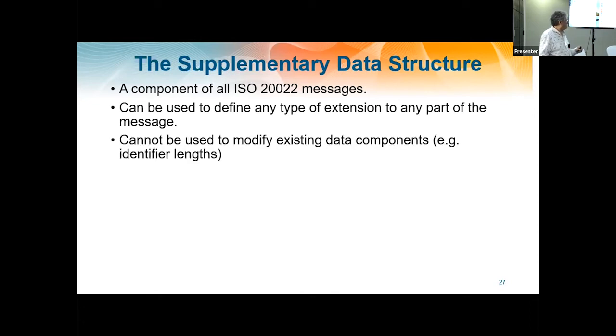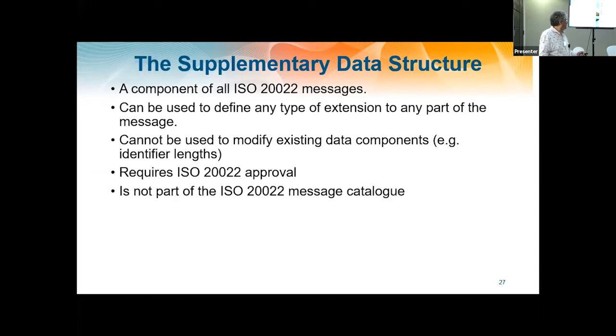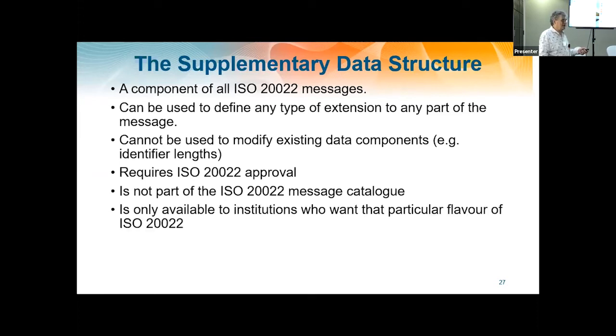It can't be used, though, to modify existing data components. So you can't use it, for instance, to change the length of an identifier. It requires approval from ISO 20022, but it's not part of the message catalog. So that would remain under our control. And it's only available to institutions who want, in this case, the Mojaloop particular flavor of ISO 20022. So it's kind of a halfway house. It enables you to put specialized content in. As I say, you have to get approval for it, but it's obviously a much simpler process to get that approval than it is to get approval for changes to the main data catalog.